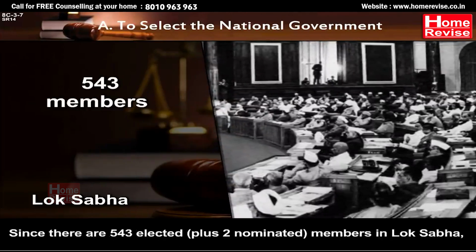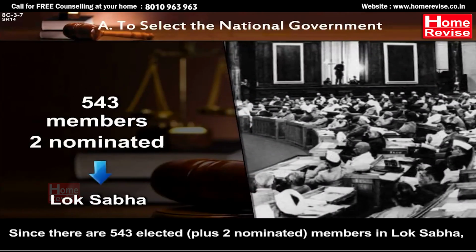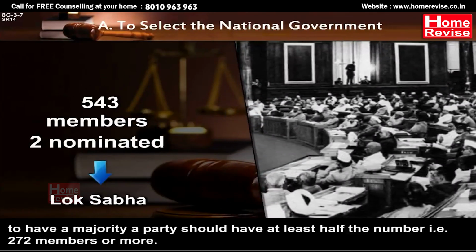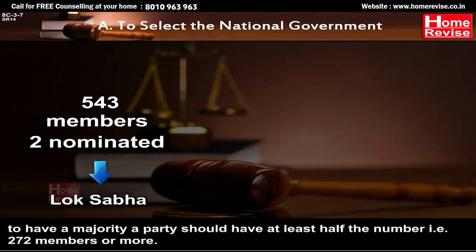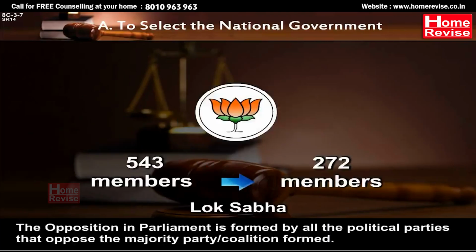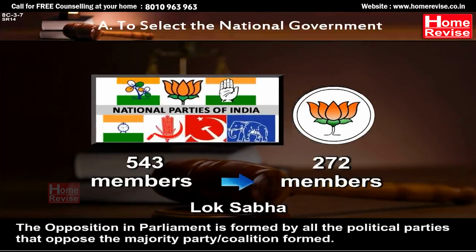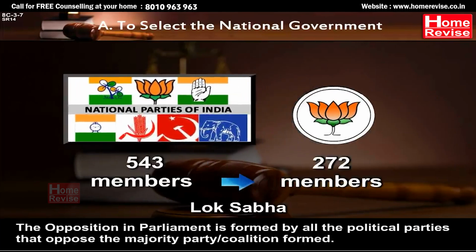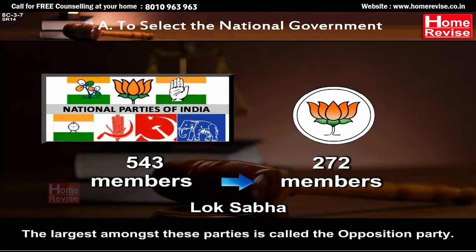Since there are 543 elected plus 2 nominated members in Lok Sabha, to have a majority, a party should have at least half the number, that is 272 members or more. The opposition in Parliament is formed by all the political parties that oppose the majority party or coalition formed. The largest amongst these parties is called the opposition party.